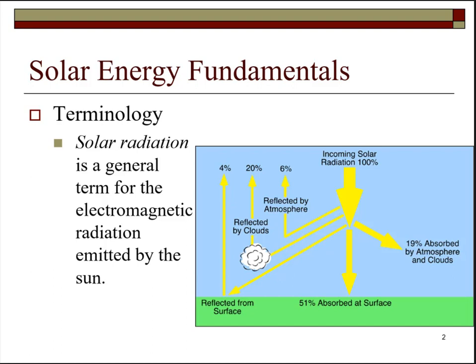Approximately 6% is reflected by the atmosphere, 20% is reflected by the clouds, and 4% is reflected by the surface of the Earth. Approximately 51% is absorbed by the surface of the Earth. Approximately 19% is absorbed by the atmosphere. The important point to be stressed here is that not all of the solar radiation is absorbed by the Earth.